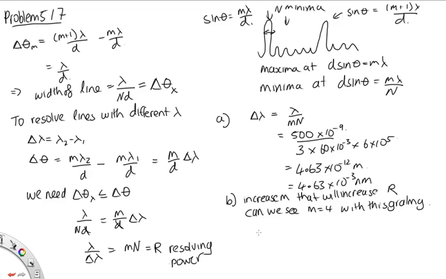Okay, so if that was the case, we'd have sine theta, just substituting into this formula, will be equal to 4 times lambda, which is 500 times 10 to the minus 9, that's the wavelength we're dealing with, over d. Now, d is the spacing between the lines, so this is equal to 1 over 6 times 10 to the 5. So solving this, we get 1.2. But this is not solvable. We can't have sine theta as 1.2, which tells us that we can't see the fourth order maximum, so it's not possible to increase the resolution of this grating.